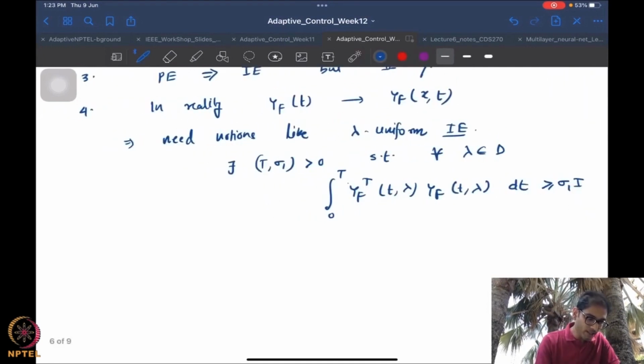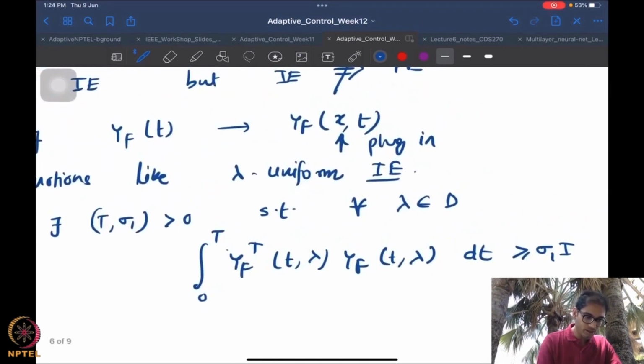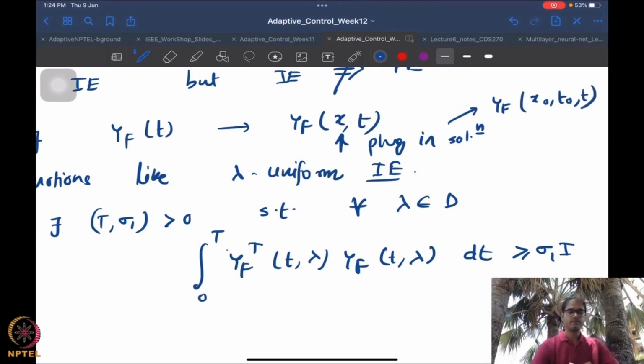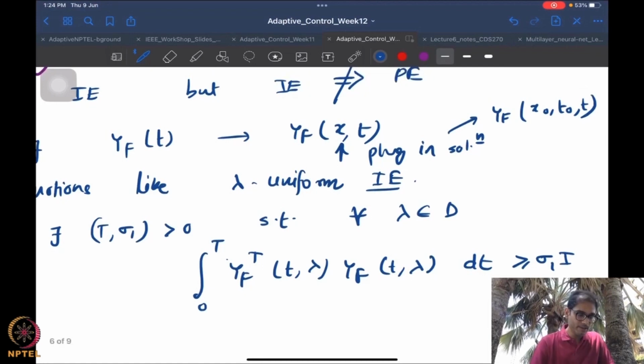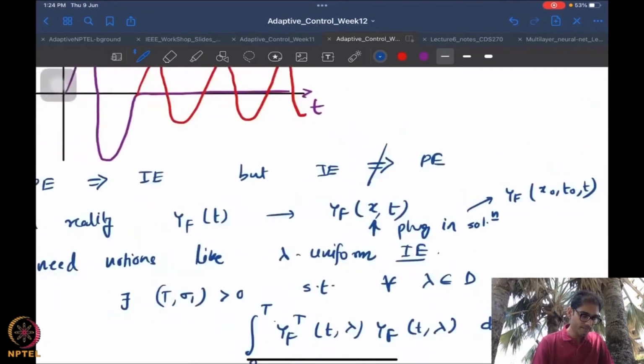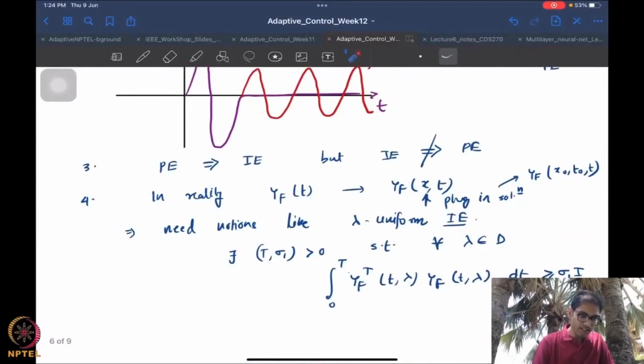Because if I plug in the solution here, this becomes a function of, if I plug in the closed loop solution, yf, x0, t0, t. It's a function of just the initial time, initial state, and time. And therefore, these are parameters, because these are constant values.